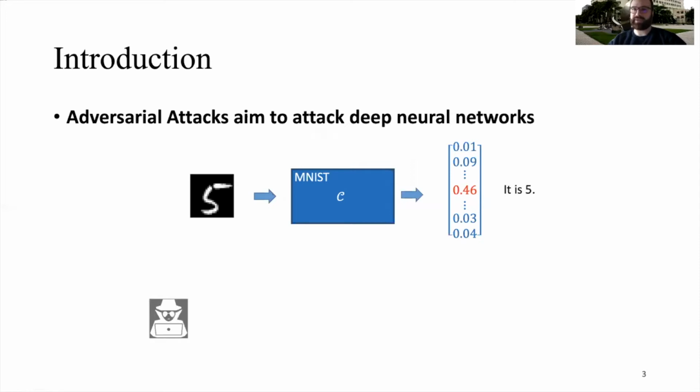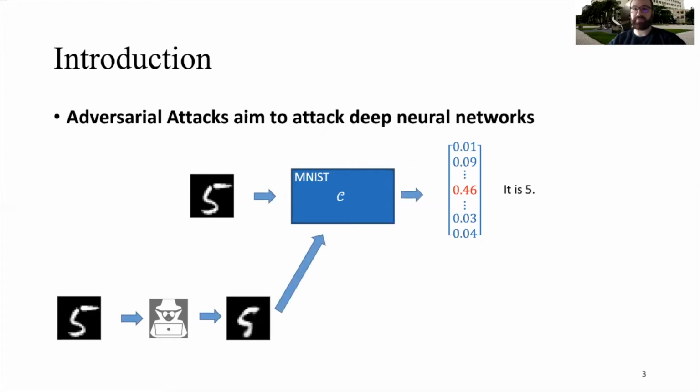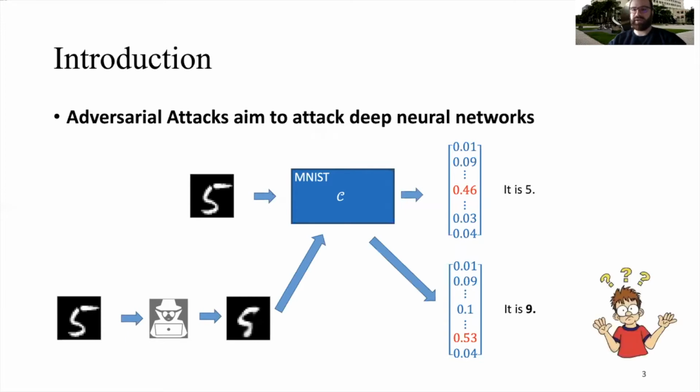Now we have an adversary. The adversary would take the same image and try to perturb the image in such a way that when he sends this crafted adversarial image to the same classifier, he would mislead the classifier to classify it as another class. In this example, this crafted adversarial image has been classified as 9.